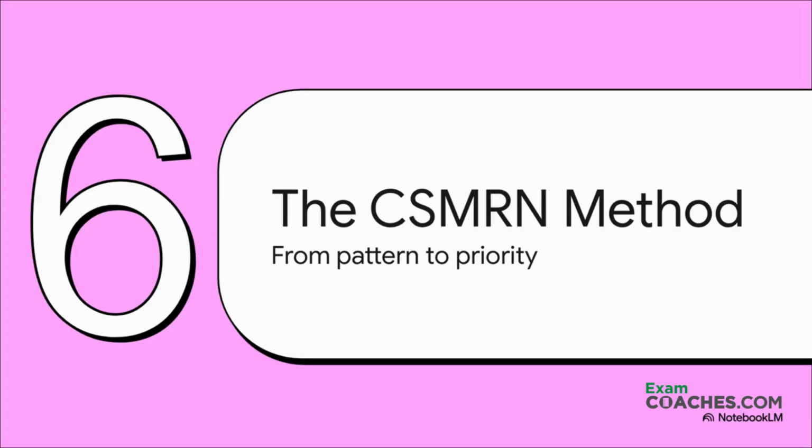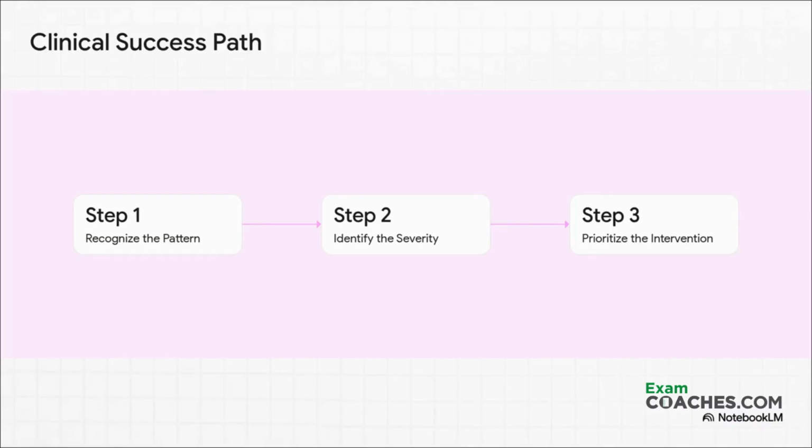It all comes down to this simple idea, moving from recognizing the pattern to figuring out the priority. This right here, this is the clinical success path that CSMRN teaches. It's a simple, repeatable process. Step 1, you see the clues and you recognize the pattern, just like we've been practicing. Step 2, that pattern helps you identify the severity. Is this urgent or is this a drop everything and run emergency? And step 3, knowing the severity tells you exactly what to prioritize. It's a straight line from pattern to intervention.